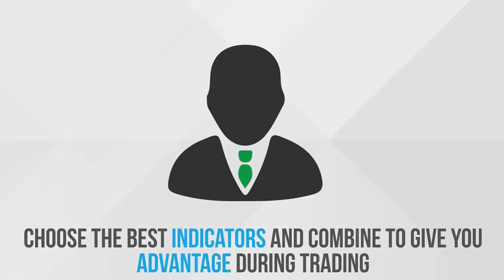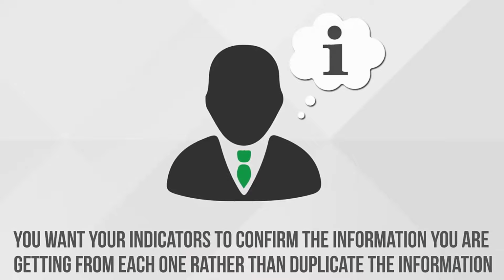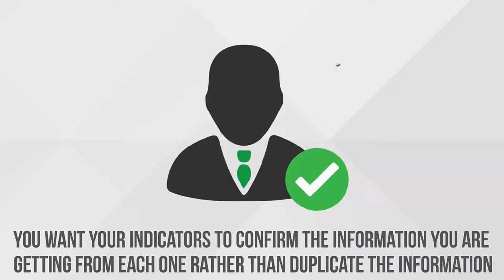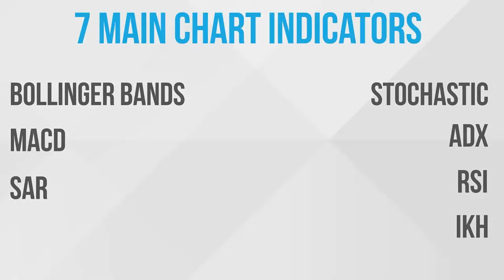Your job is to choose the best indicators and combine them in a way that will give you an advantage during trading. Ideally, you want your indicators to confirm the information you are getting from each one rather than duplicate the information. There are 7 main chart indicators that are used extensively by forex traders.